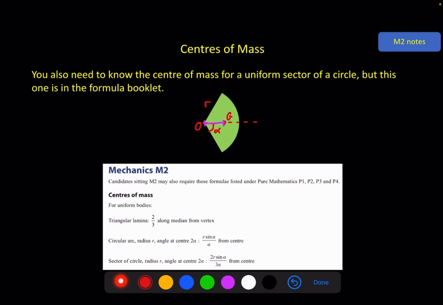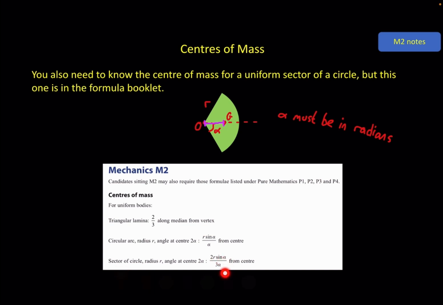Now the final thing to be very careful of is that alpha must be in radians. Now usually that's a preference, because when you put it into a trig function it doesn't really make any difference so long as your calculator is in the right mode, but here we have alpha not in a trig function. So if you put degrees in here, you're just going to get the wrong answer. It must be in radians.